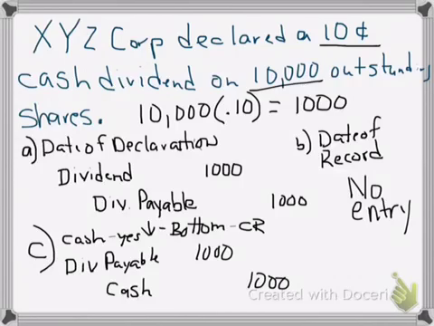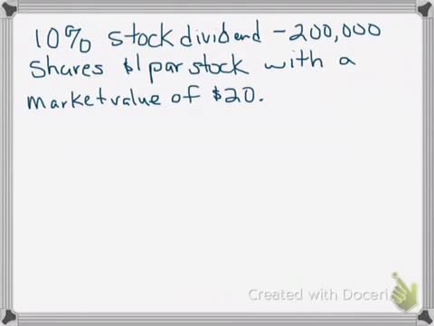And so this is what we're going to look at when we have to prepare those journal entries for a cash dividend. Now, there are other types of dividends, and one being the stock dividend. With the stock dividend, on your worksheet, you'll see that on June 15th, the company's board of directors declared a 10% stock dividend to be distributed on July 30th to the stockholders on record on July 3rd. The company had 200,000 shares of $1 par value stock outstanding with a market value of $20. And so it wants us to prepare the journal entries.